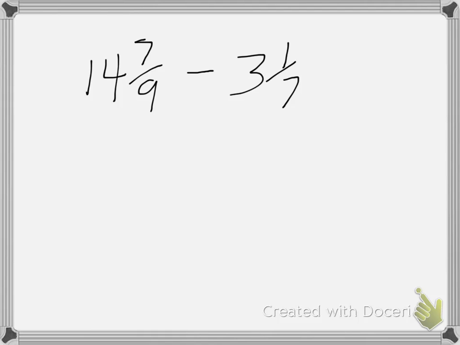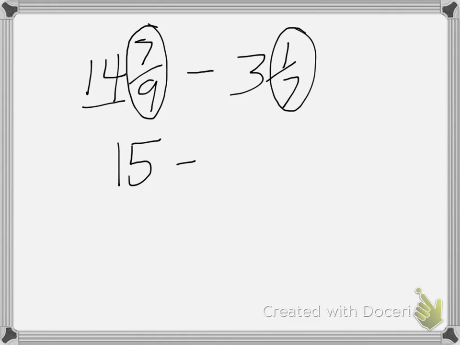Say for instance that I have 14 and 7/9 minus 3 and 1/7. So if I wanted to estimate this, I would look at 7/9. 7 is more than half of 9. So since 7/9 is more than a half, instead of leaving it 14, I'm going to round that to be 15. And then if I look at 1/7, well, obviously 1 is less than half of 7. So that's less than a half. So I'm going to just round that one to 3. So then I get 15 minus 3, which gives me 12.